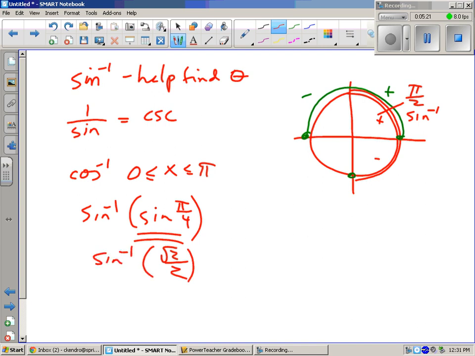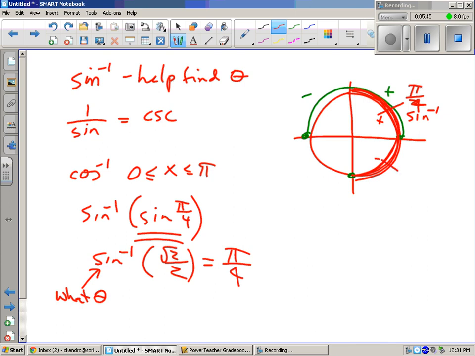Now it's saying what angle. When you see this, you've got to say what angle, what theta goes with that. And because we're restricted to the right side of this circle, the only one that's positive is, oops, I wrote pi over 2. That should be pi over 4. The only one that's positive is pi over 4.